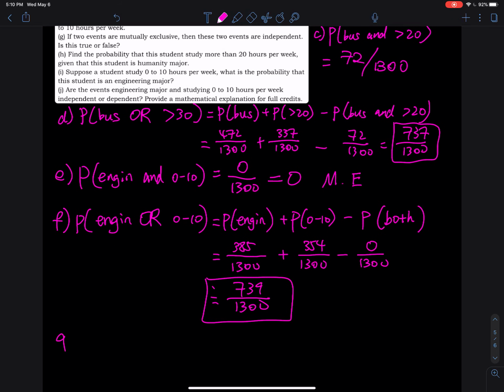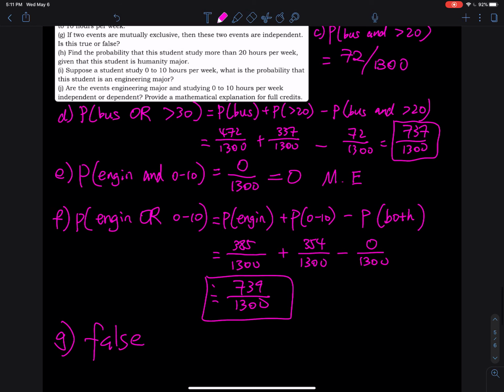The answer is absolutely false. Because mutually exclusive and independent, they are two different things. There is no way to pull them together, right? Just like apples and orange. You cannot pull them together. They are two different topics, all right? So it's absolutely false. There is no relationship between mutually exclusive and independence. So that is G. And then we have H.